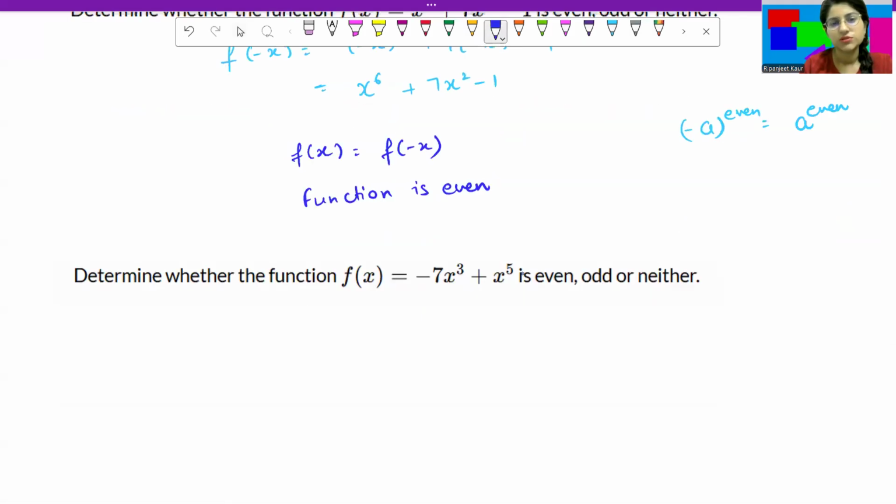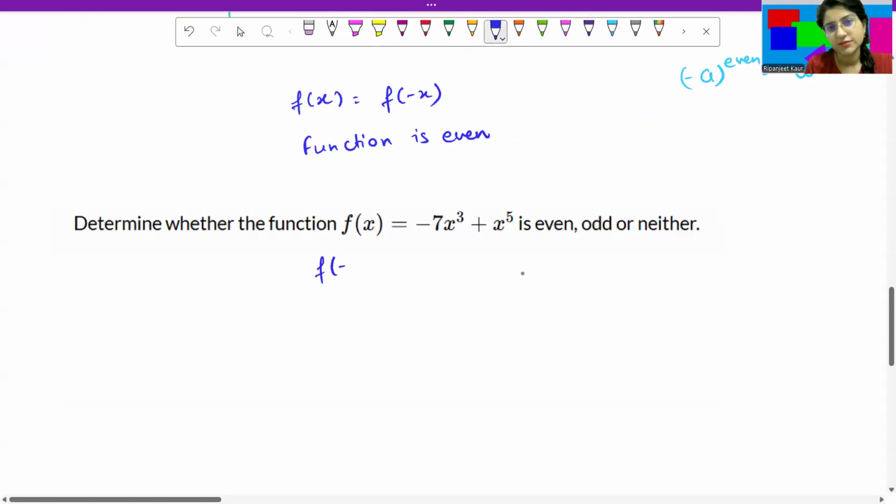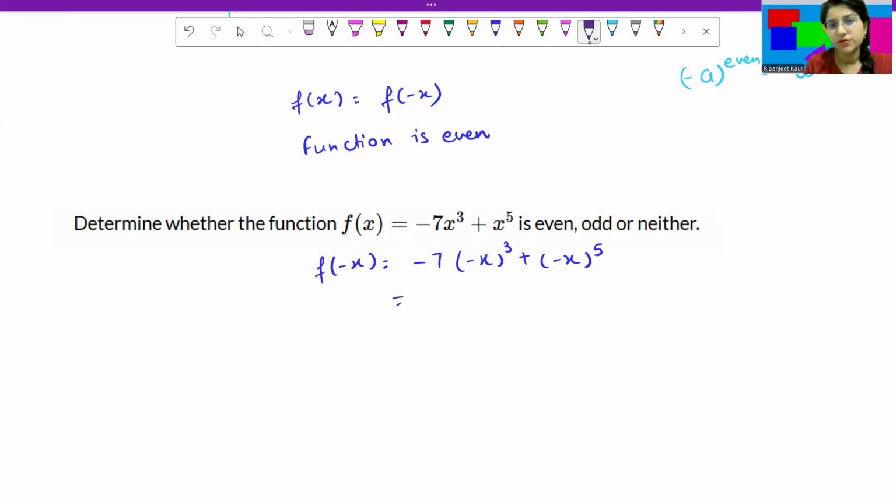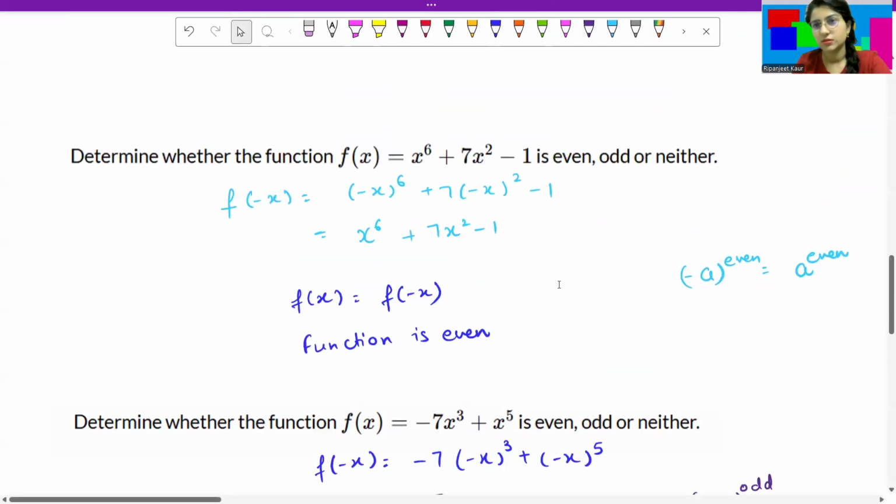And now in this question, we check f of minus x again. So minus 7 times minus x raised to power 3 plus minus x raised to power 5. And when we solve it further, minus 7 and we know minus a raised to an even power... sorry, not even power. This time we have an odd power.